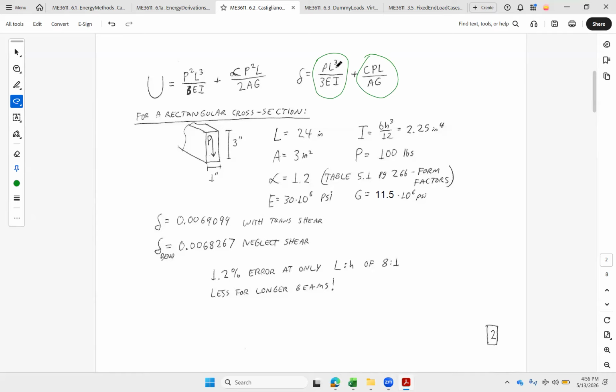So the longer we get, the smaller and smaller this error is going to be. At a really short stubby ratio, it's only 1%. If we're at a beam that's 50-to-1 or so, it might be down to tenths of a percent. So that's why we're very often going to neglect this transverse shear term, because it doesn't contribute a whole lot to the total value.